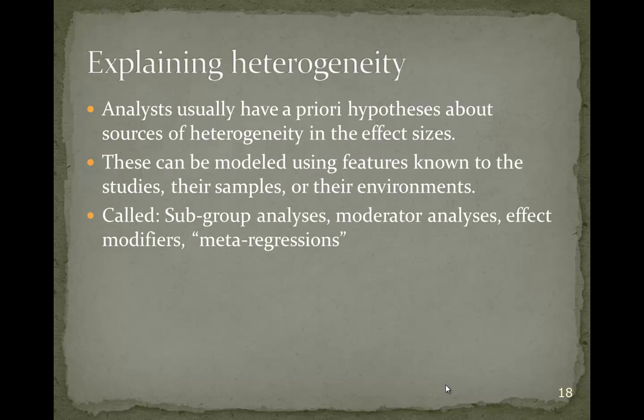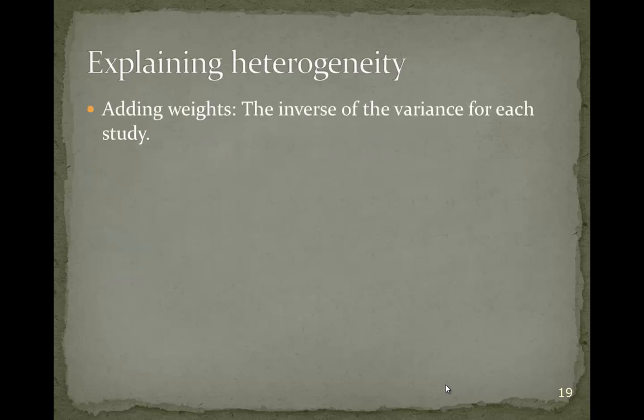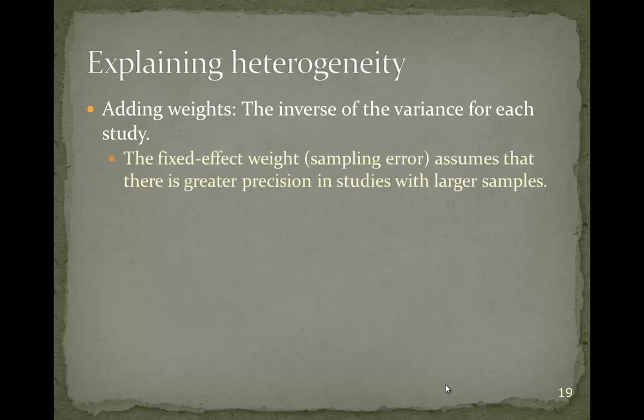So these are called terms like subgroup analyses, moderator analyses, effect moderators, and even meta-regressions. I'll come back to that and explain why I've got quotation marks there. Those all use analogs to ANOVA or regression, and they add weights in then. That would be the inverse of the variance for each study. You already saw how to define the variance.